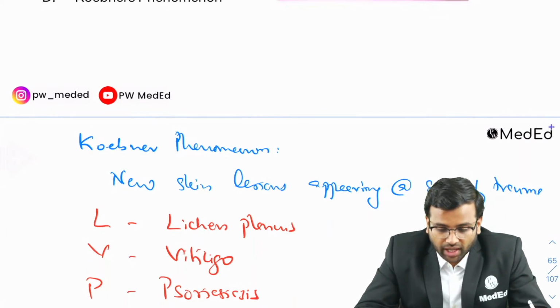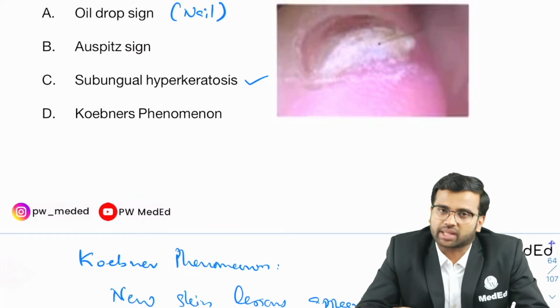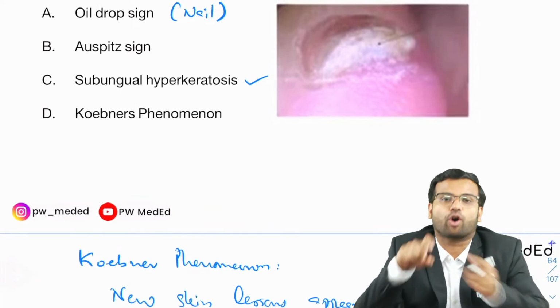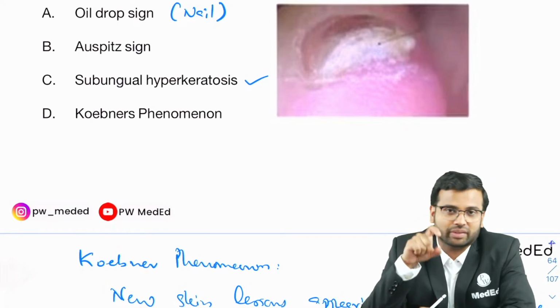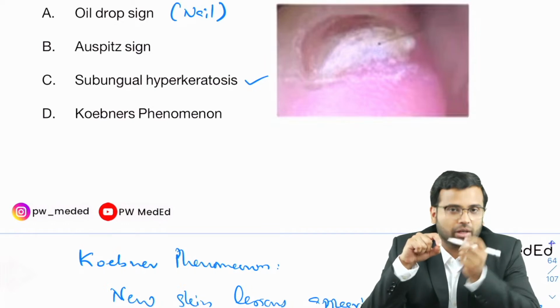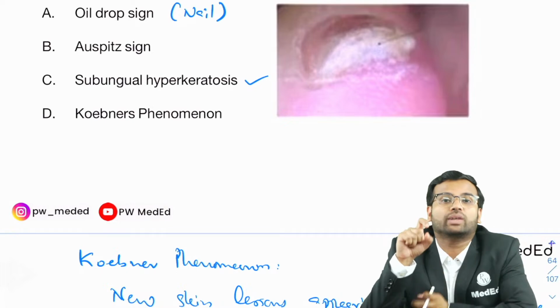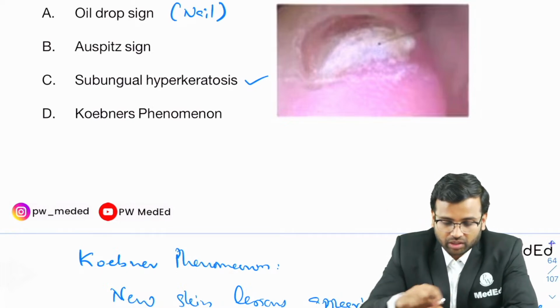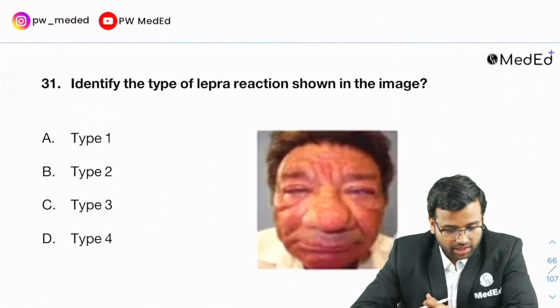So SAT short videos was asking about option A, that is oil drop sign. This is one of the findings that you see in a psoriatic patient over the nails. I don't have the image as of now, but these images are given in our app, so next time I'll be able to show you. Whenever you find this oil drop sign as a change over the nails, this is seen in a psoriasis patient. Fine. So this is about Koebner's phenomenon.